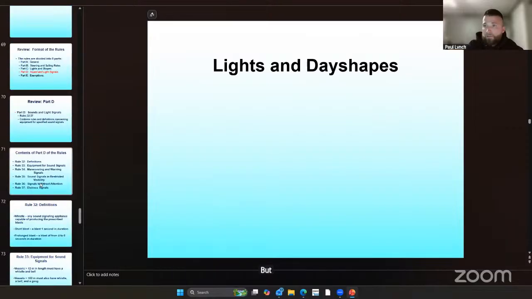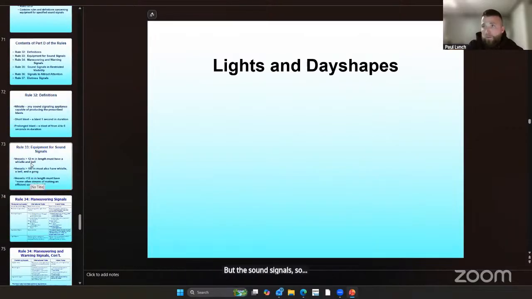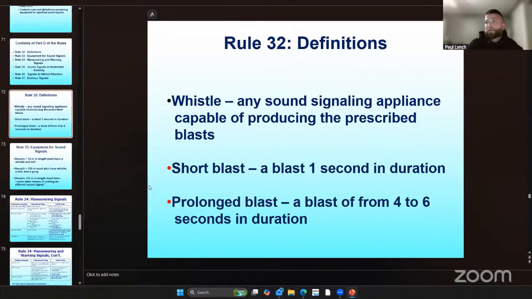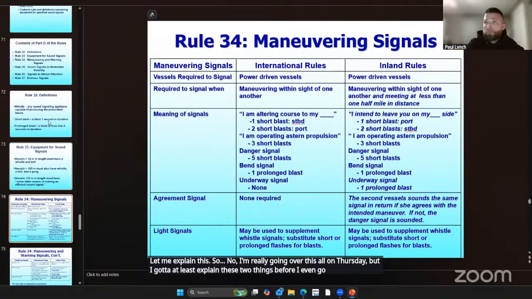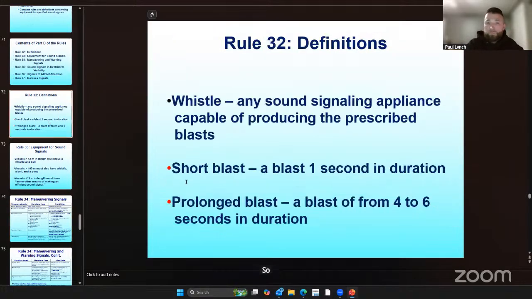But the sound signals, let me explain this. I'm really going over this all on Thursday, but I have to at least explain these two things before I go into this. There are two sound signals that are made. There's a short blast, which has the duration of 1 second, beep, or you sound a prolonged blast, a blast that lasts from 4 to 6 seconds in duration, holding the horn for 4 to 6 seconds.